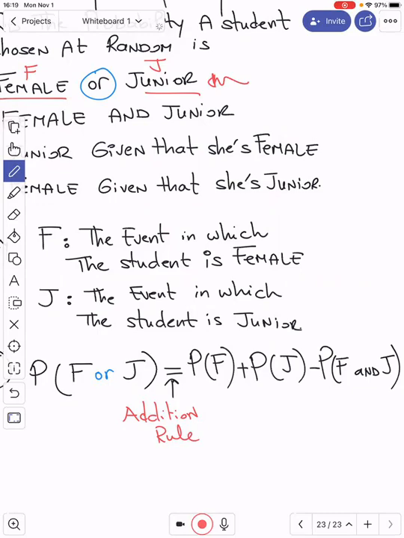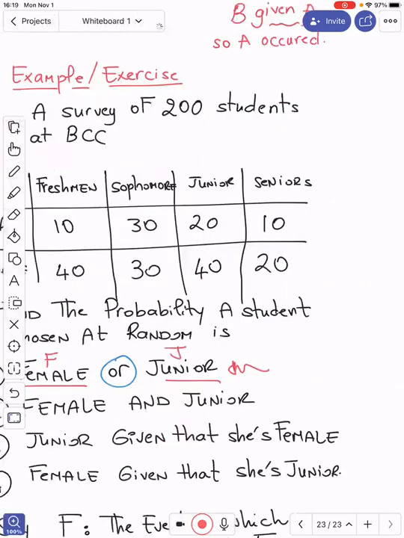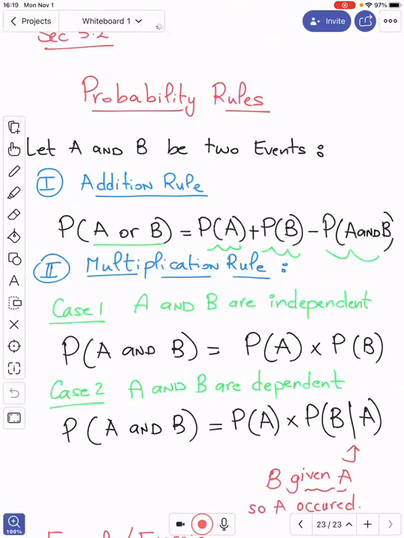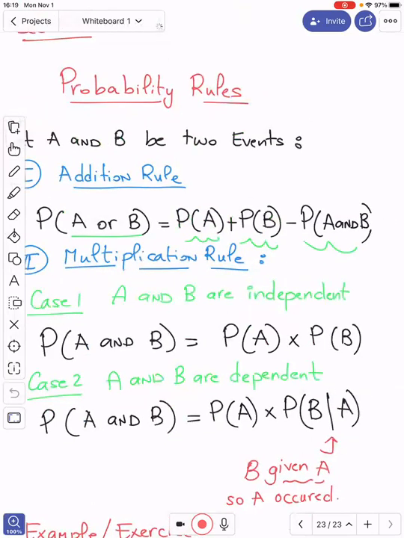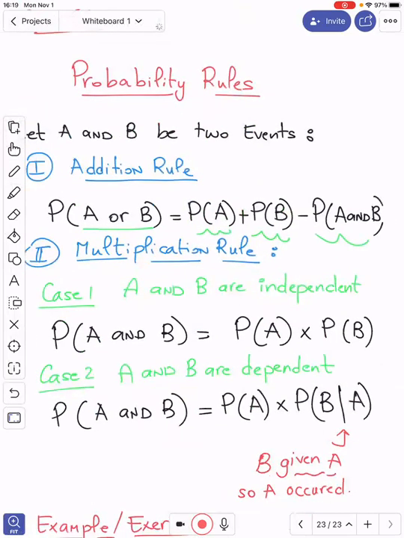So what I did here is I just applied the addition rule we discussed last week. The probability of A or B is the probability of A plus the probability of B minus the probability of A and B. And now instead of A and B, we have these two events, F and J. So that's the probability of F plus the probability of J minus the probability of F and J, right?